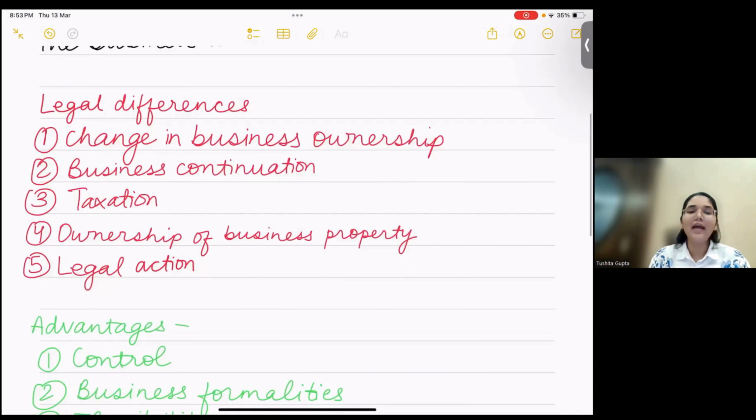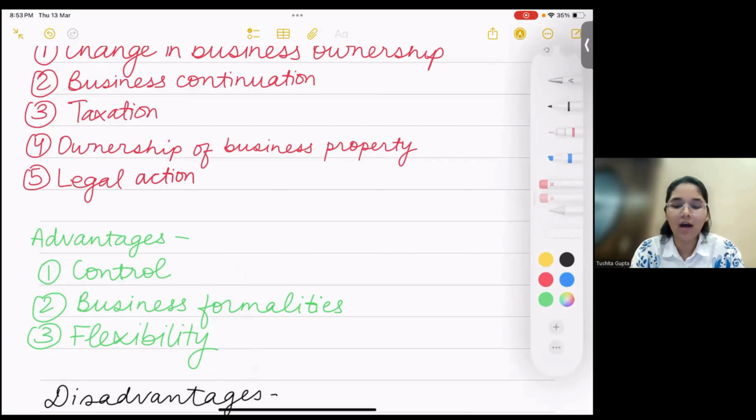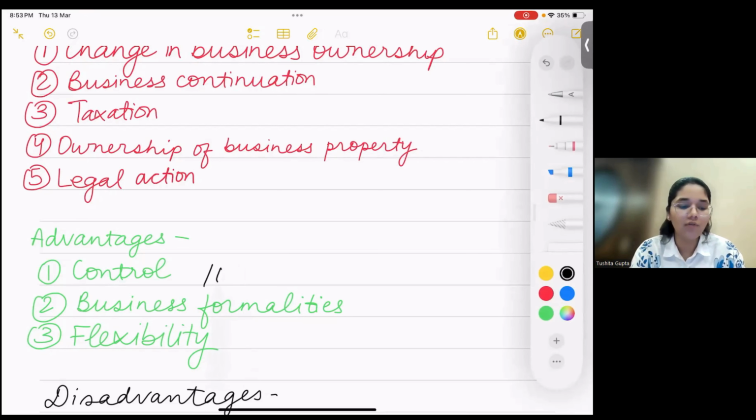Now, talking about the advantages of this business, firstly, the very big advantage is mainly for those people who do not like to be told what to do. These are the people who enjoy doing things their own way. If you are a sole trader, you have the entire control of the business in your own hand. You can do whatever you want to do with your business. So the number one advantage is with respect to control. The sole trader is going to have 100% control over the business. This is the first advantage.